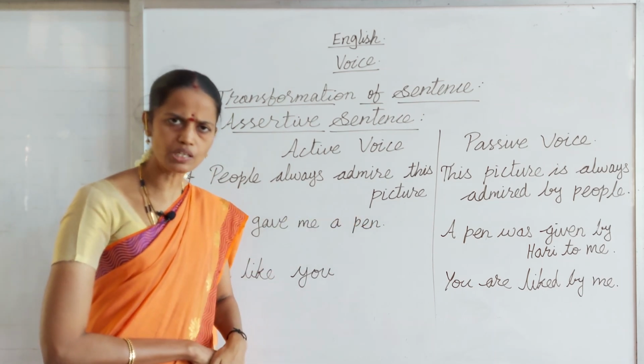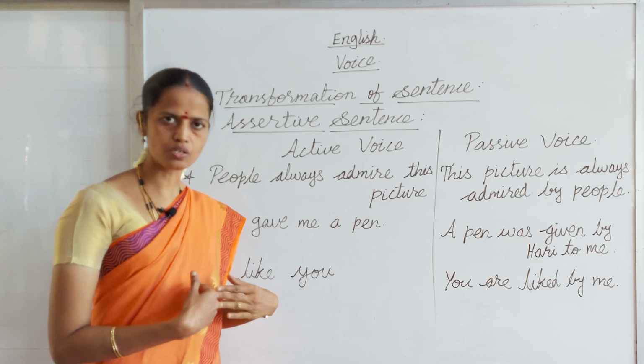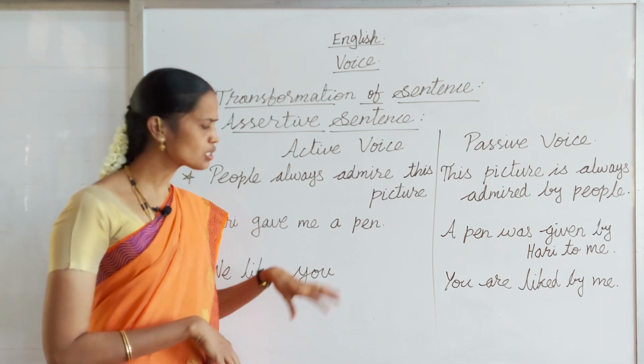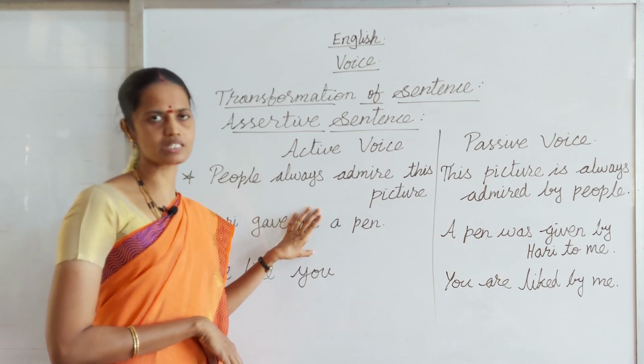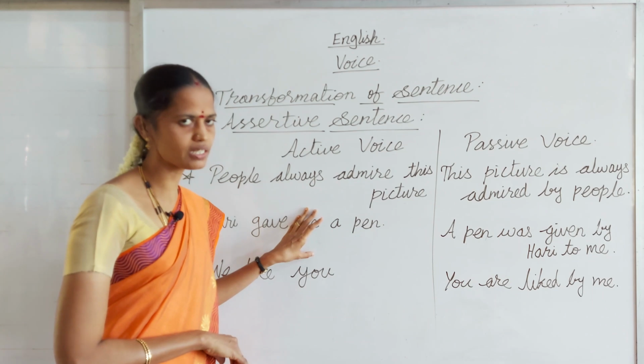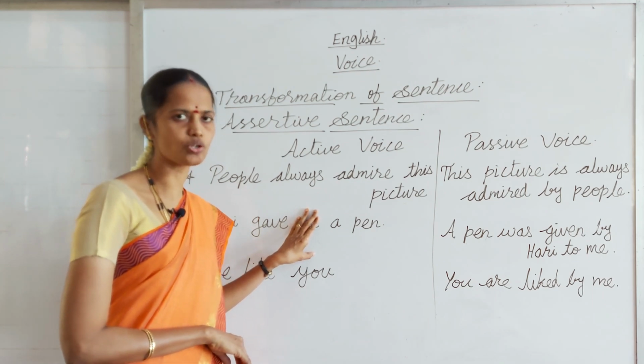Then, whom did he give that pen? To me. Whom did he give that pen? He gave that pen to me. So the word "me" gives the answer to the question "whom." That's why we are mentioning this "me" as the indirect object.